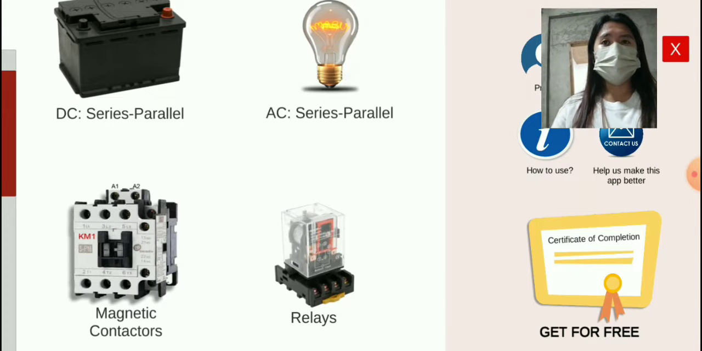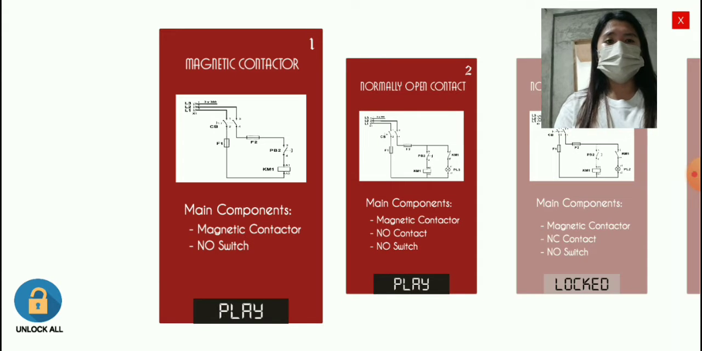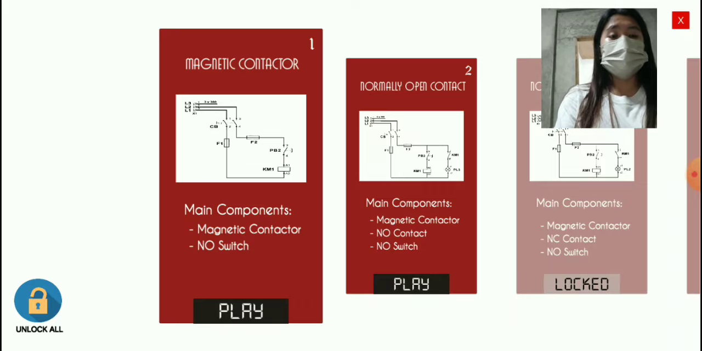So we will perform our second activity under the magnetic contactor circuit. We are here in our electrical wiring simulator, or EWS. Last time we discussed magnetic contactor activity number 1, and now we will tackle the normally open contact, which is activity number 2.